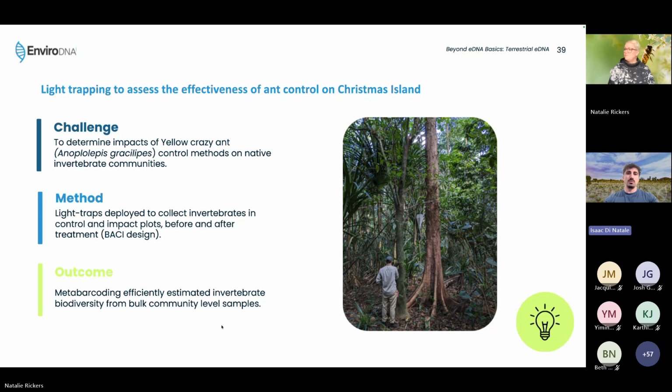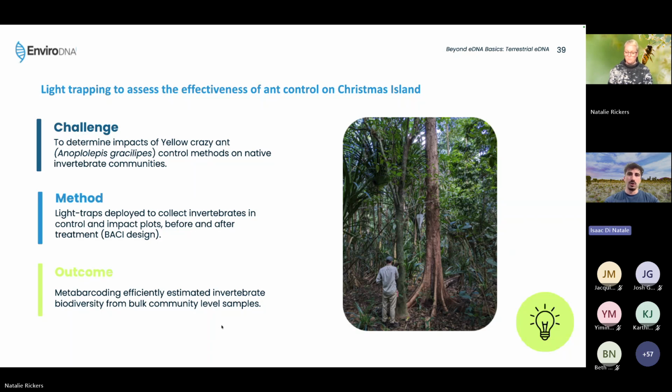So light traps, when paired with eDNA metabarcoding, we've seen a really effective method where insect biodiversity is the primary objective. So this case study was part of a broader initiative on Christmas Island to help assess the impacts of ant control. So the island has had an incursion of invasive yellow crazy ants, which have had really devastating flow-on impacts to that local biodiversity and the endemic species. And you might be familiar with those iconic Christmas Island red crabs that migrate onto land every year.